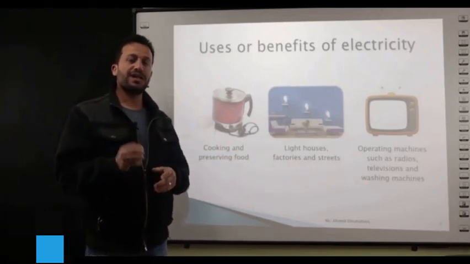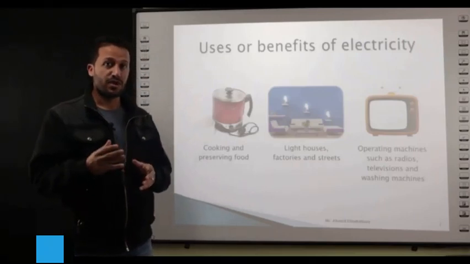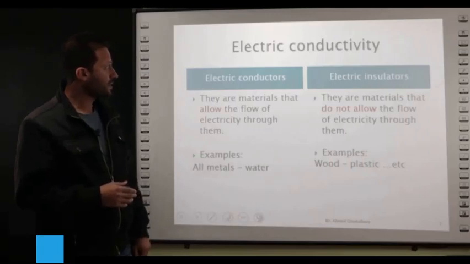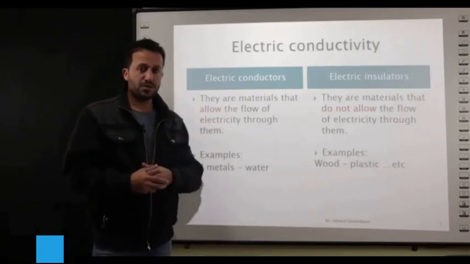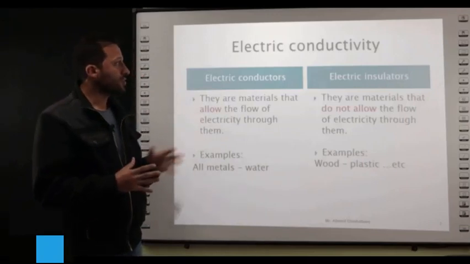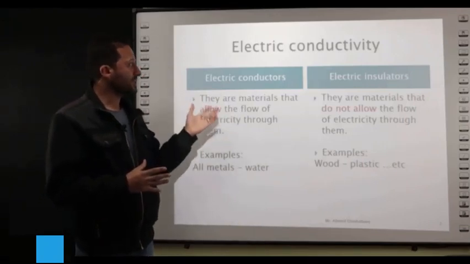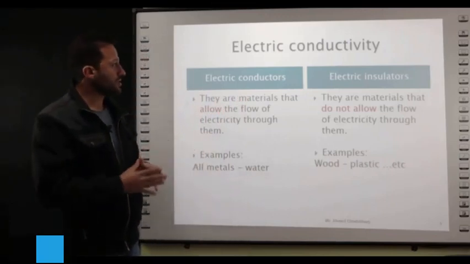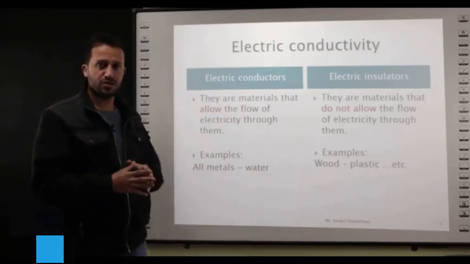But also electric energy has some harms. But before we talk about harms of electric energy, we have to know the difference between electric conductors and electric insulators. We already know this point, but let's ensure it.